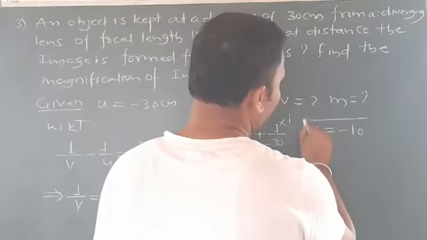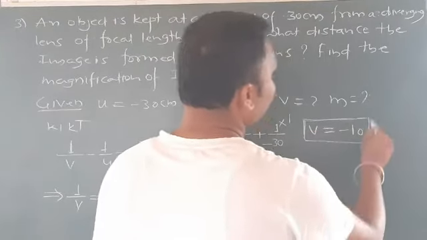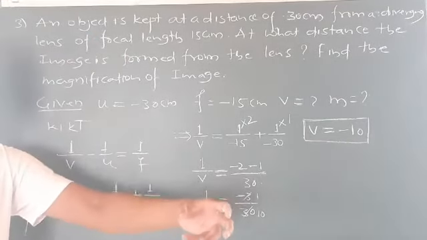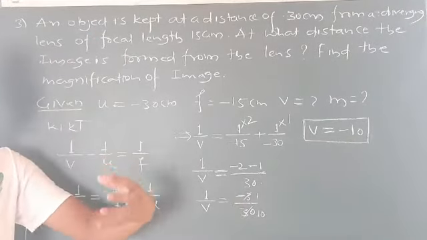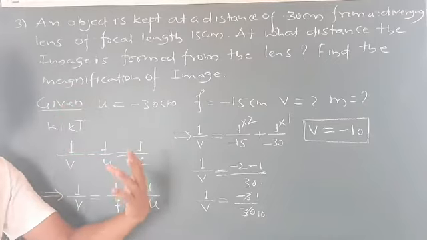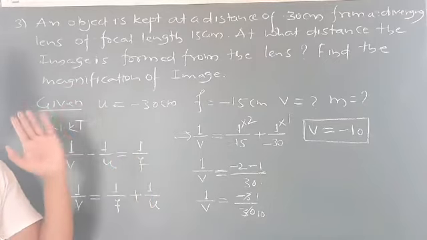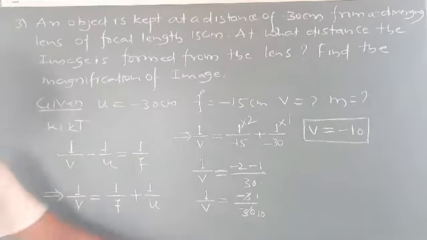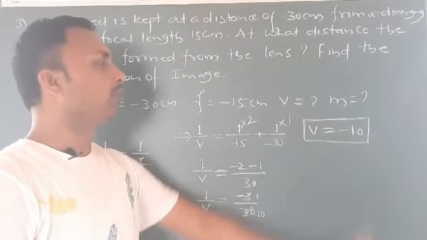It is a diverging lens, and a diverging lens means a concave lens. So the image will always be on the left side, the same side as the object. The object distance is minus, so the image is also minus. So v is equal to minus 10.